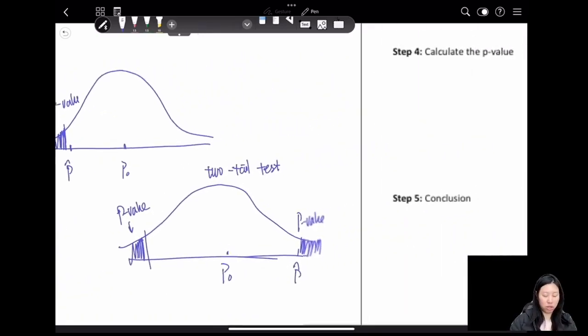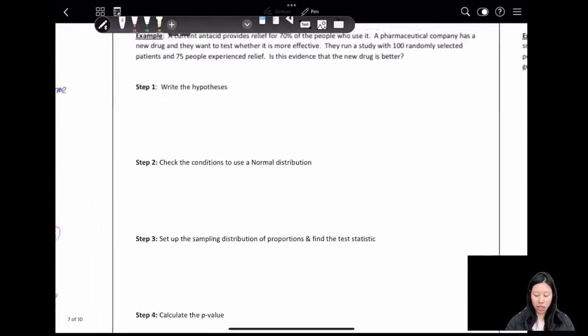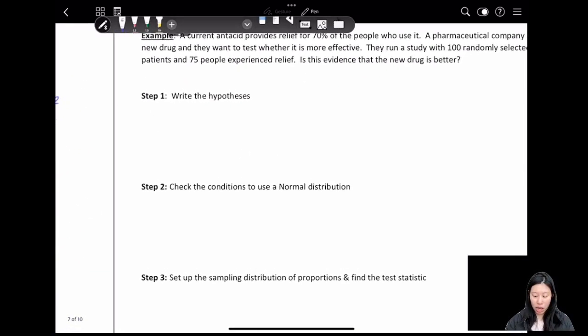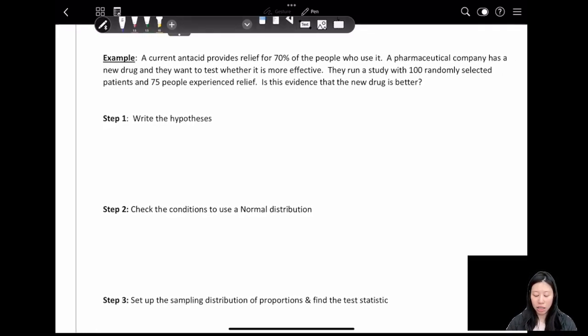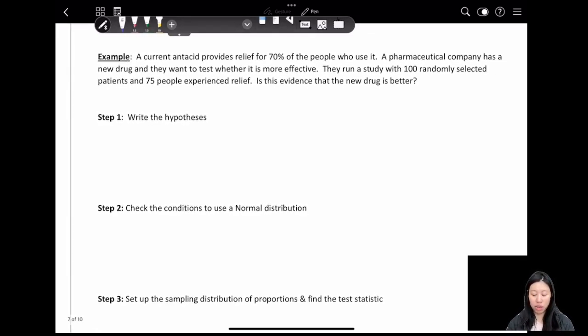So let's look at the example that we have here. Okay, a current antacid provided relief for 70% of people who use it. A pharmaceutical company has a new drug and they want to test whether it is effective. They run a study with 100 randomly selected patients, and 75% experienced relief. Is this evidence that the new drug is better? Okay, the first step, I usually want to identify, let's say step 0, extract the important information, the useful information.